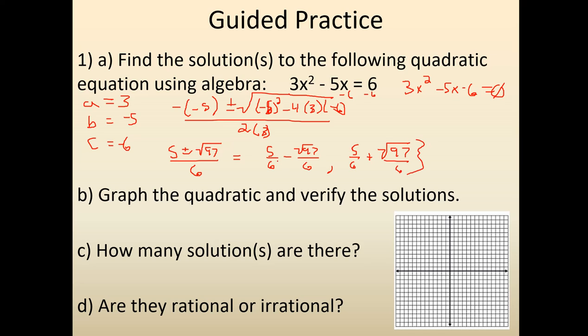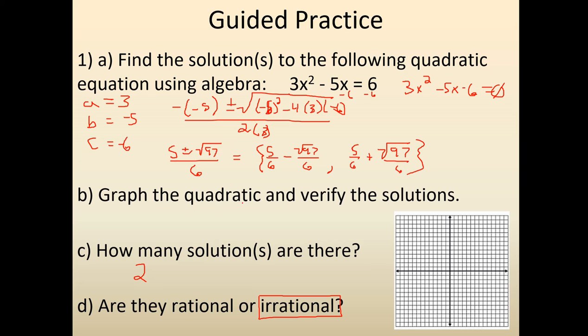So from here, I can already answer questions C and D. The number of solutions that I get is 2 solutions, but both of these are what we call irrational numbers. Remember, irrational numbers are numbers that aren't whole numbers and aren't fractions. While there are fractions in here, the fact that there's a square root tells us it's irrational.